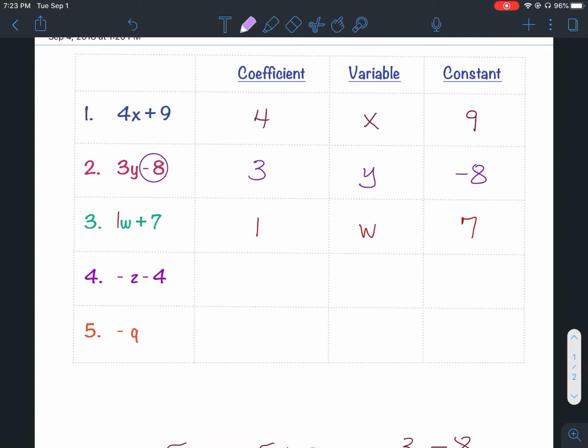For the next one, again, there's no number. There is a negative sign, but there's no number in front of the z. Well, we'll put a 1 there anyway. So in other words, the coefficient is -1. The variable is z. And yes, I put a line through my z's. It keeps it from looking like a 2. And the constant is that number on the end, which is -4.